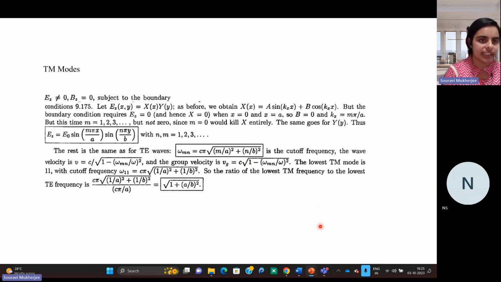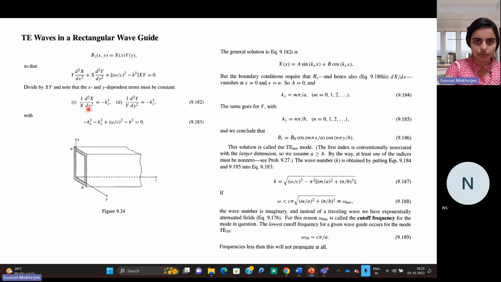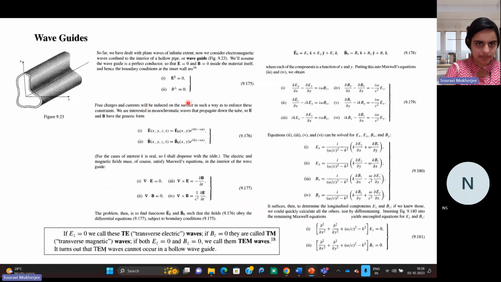Now what happens if you have TM modes? In case of TM modes, it's the opposite. Initially Ez was 0, Bz was non-zero. Now it's transverse magnetic, so Bz is 0, while Ez is non-zero. And it's subjected to the same boundary conditions. If we go back, it's subjected to the same boundary condition here, right?